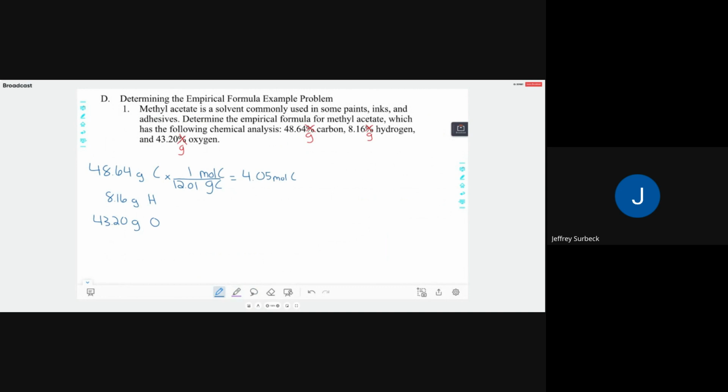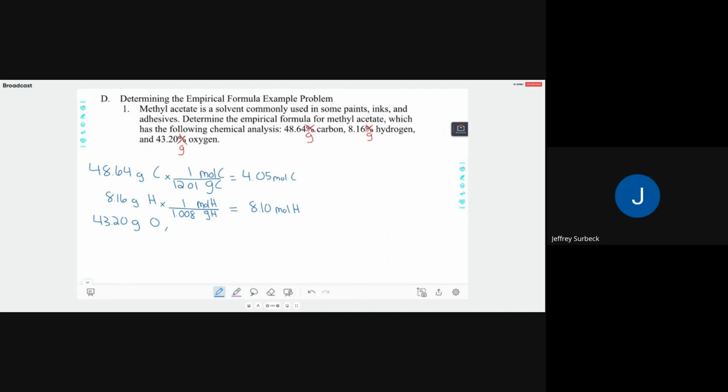Then we're going to do a similar thing for hydrogen. We say times, draw our line, grams of hydrogen has to cancel down and diagonal. On top, we go to moles of hydrogen. We look up the molar mass of hydrogen and find it to be 1.008 grams to 1 mole. So 8.16 divided by 1.008, to 2 decimals, rounds to 8.10 moles of hydrogen.